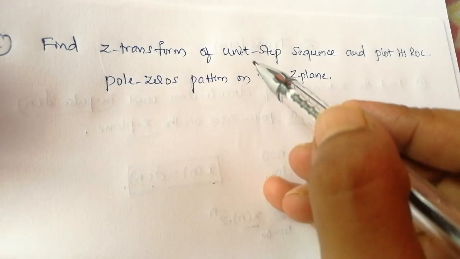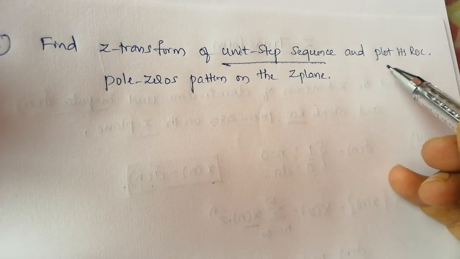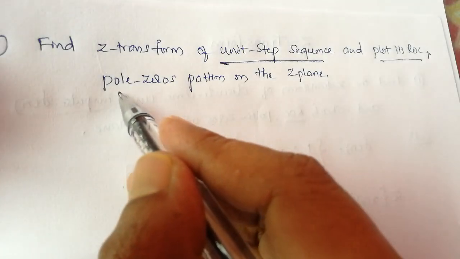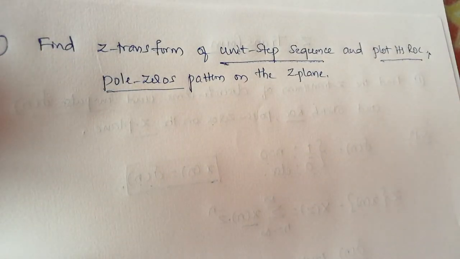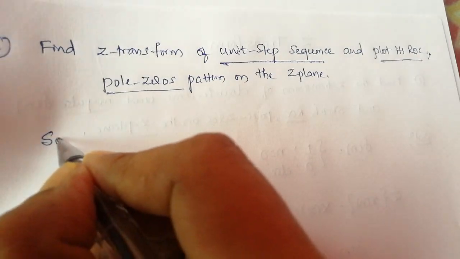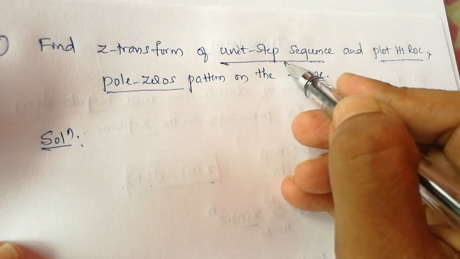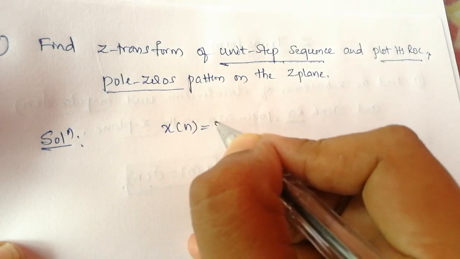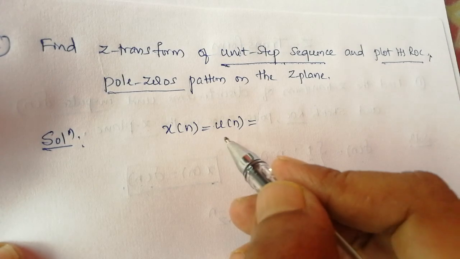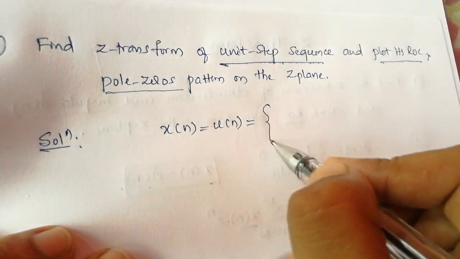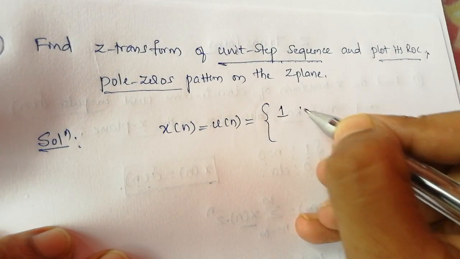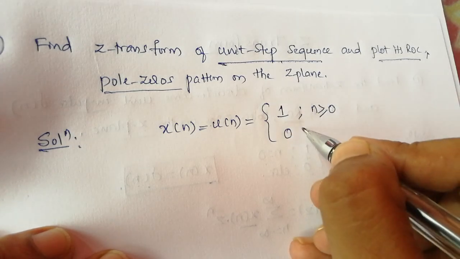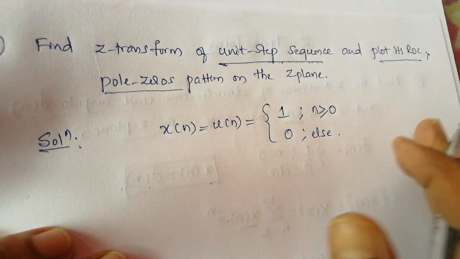Second problem. Find the Z transform of the unit step sequence and plot its ROC. Also plot the pole-zero pattern on the Z plane. So in this example, what is the given sequence? The given sequence is the unit step sequence, that is x of n equal to u of n. We know the definition of step sequence, that is u of n is 1 if and only if the value of n is greater than or equal to 0, else it is 0. This is the definition of unit step sequence.